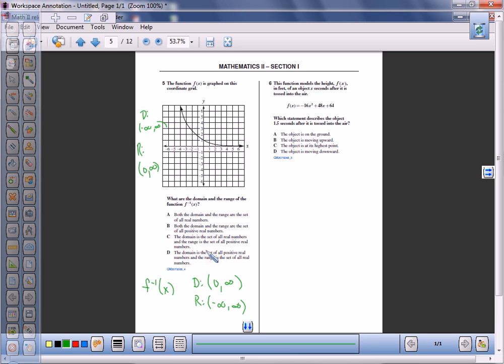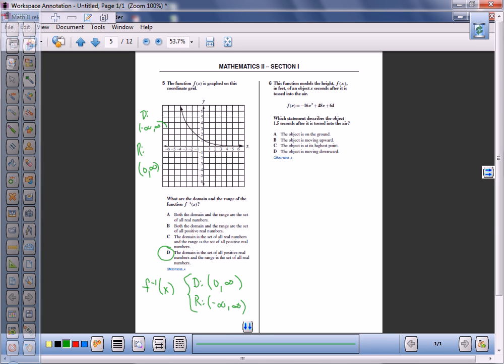The domain is a set of all positive real numbers, and the range is a set of all real numbers. So that's what this is, an interval notation, but that's what it means in words. Any questions about number 5?